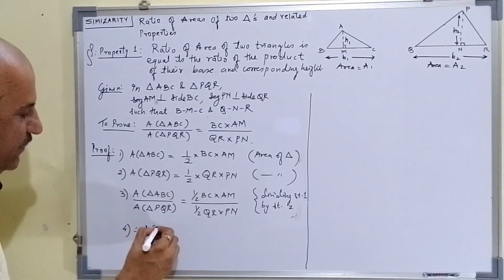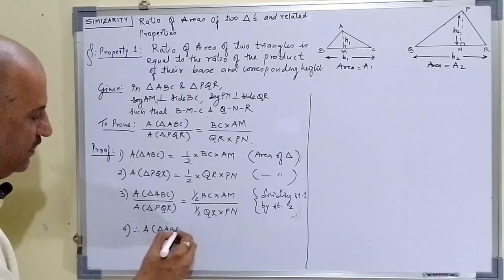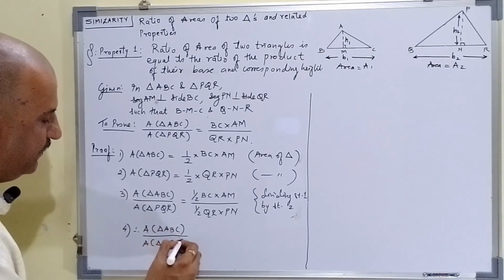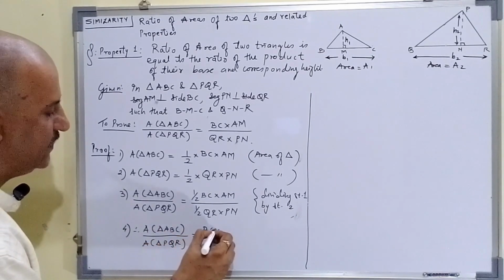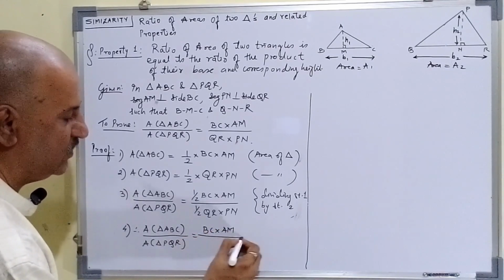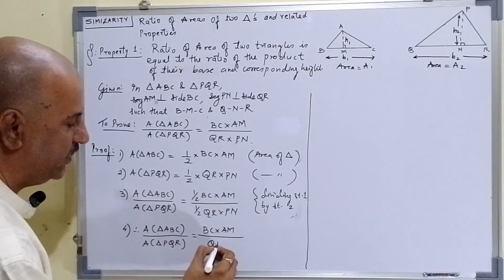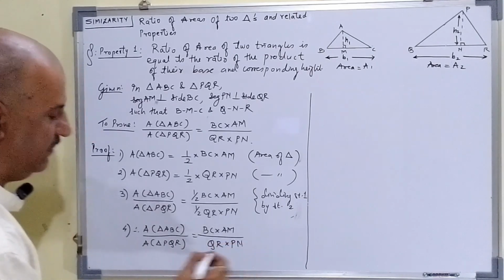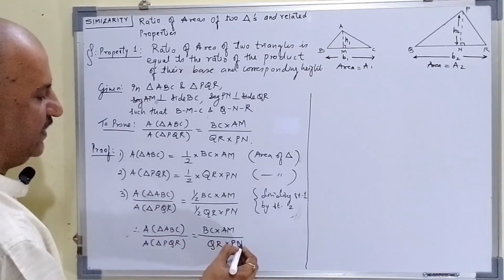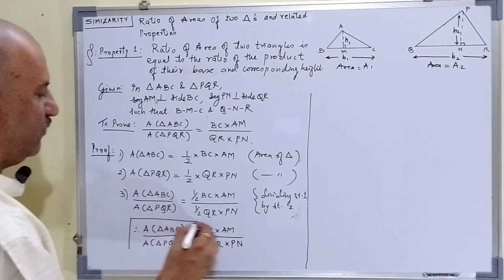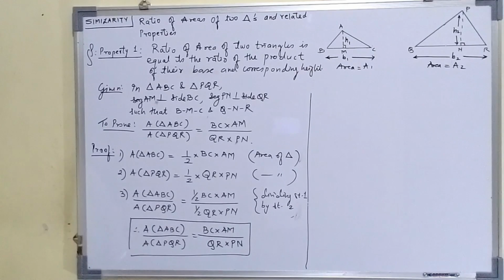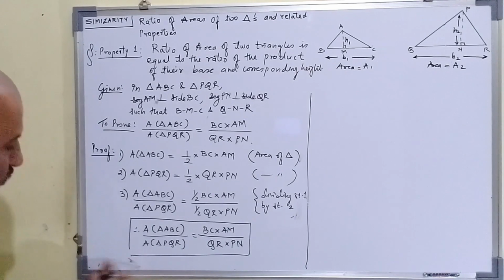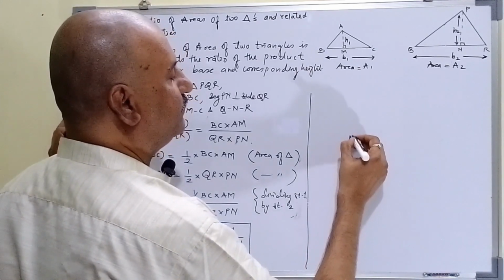Therefore, area of triangle ABC upon area of triangle PQR is BC into AM upon QR into PN. What is common? Only half is common, so I divide that, cancel that. We can write this as a statement, the same statement in fact. No need of changing the statement. This is what we wanted and we got it. Note, this is for you. You can write a note here if you want.